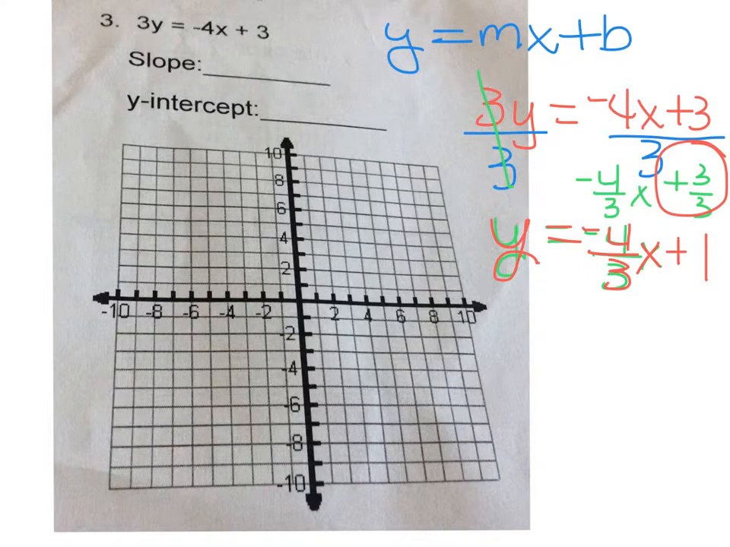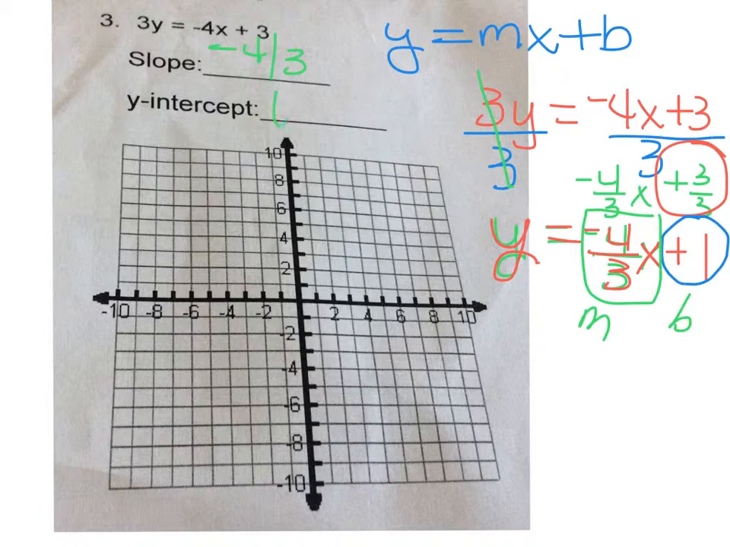So again, if I look, my y-intercept is 1, and my slope, whatever's in front of the x, is negative 4/3. So here is my m, here is my b. So if I go up here, slope is negative 4/3, and my y-intercept is 1, so 0, 1. That green doesn't show up very good, so I'm going to go back over it with red so you can see it better. So 0, 1.